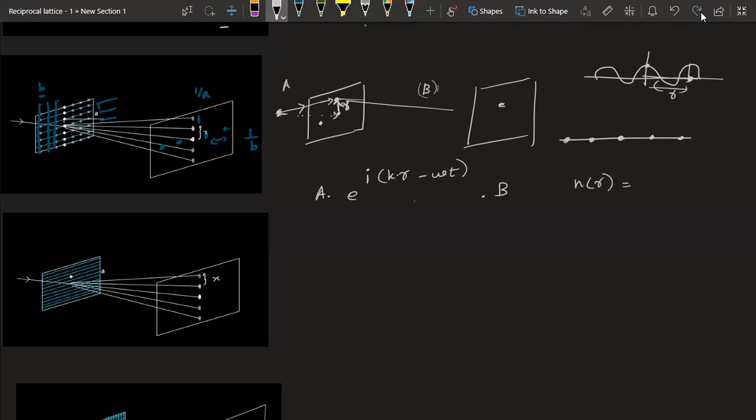So only these atoms will radiate, right? When light falls on this, only the atoms will radiate. Say N of r is some measurement of the electronic density, because the electrons are what actually reflect the light, isn't it? So this can be, say, the origin, and this is 1, 2, -1, -2, and it goes like that.